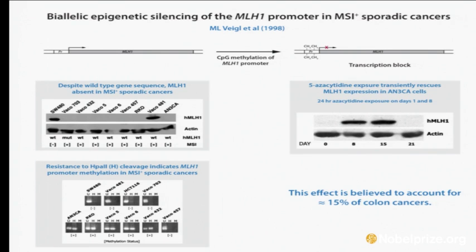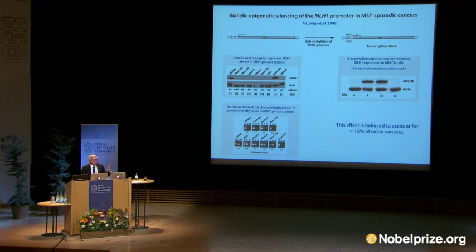And the proof of that is shown here. Exposure of these cell lines to 5-azacytidine, which results in transient cytosine demethylation, results in transient MLH1 expression. It goes up and then it comes back down. And I mention this effect because it's very important in the clinics, where it's believed to account for about 15% of colon cancers.